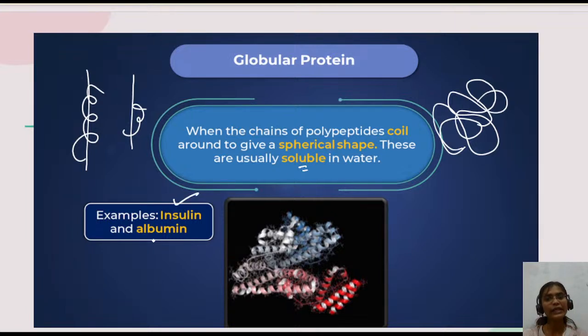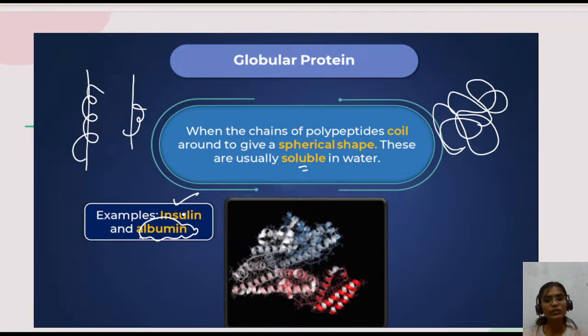Examples are insulin and albumin. At least you know albumin, right? Inside the egg there's a yellow thing known as the yolk, and that is this globular protein. And yes, egg is soluble in water. I know at the very first it's not soluble, but after some time of stirring it can be soluble, right? So remember: fibrous is keratin, as in hair, and here globular is albumin, the egg yolk.